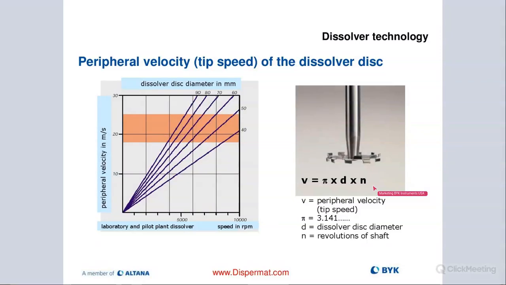So if I have a 50 millimeter blade, I would calculate that with 0.05 times, let's say, 3,000 RPMs times 3.14 divided by 60. That will give you the actual tip speed for those RPMs and that blade diameter. And again, you want to reach between 18 to 25 meters per second, which is optimum for the pre-dispersion process.